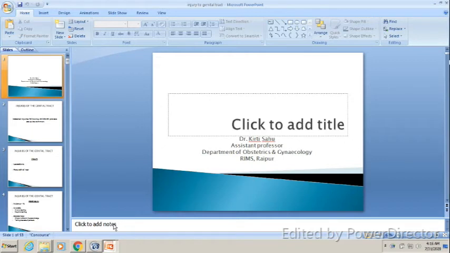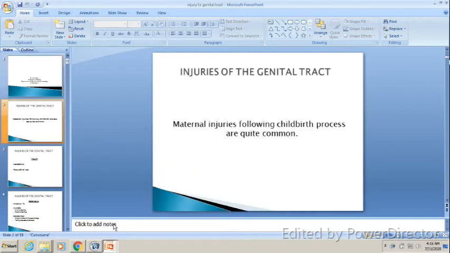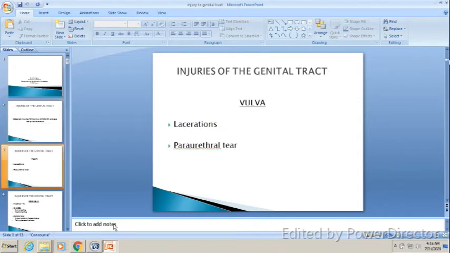So the last topic is injury to the genital tract. Maternal injuries following childbirth are quite common. Injury to the genital tract covers every part of the genital tract. Perineum, vulva. First of all, vulval lacerations may happen. Paraurethral tear, as I told you, can happen during normal delivery.